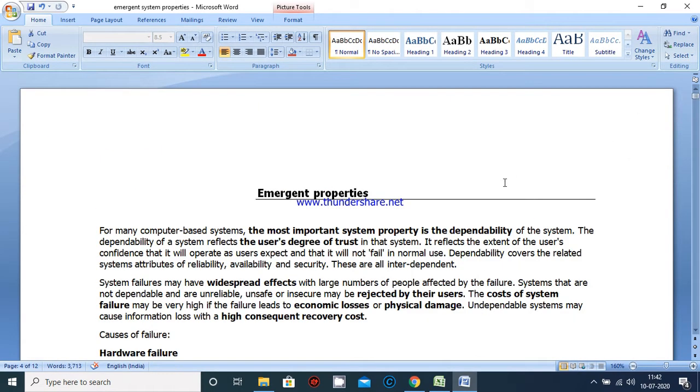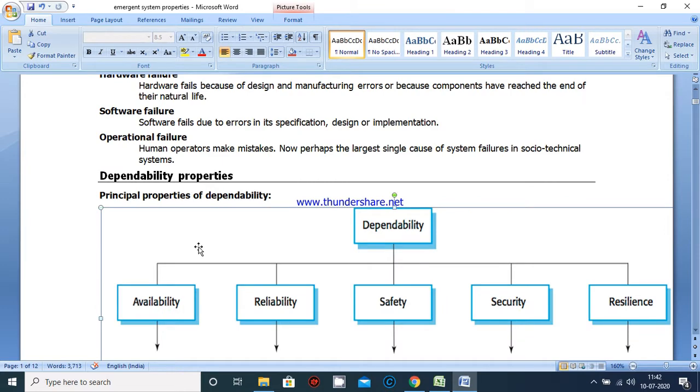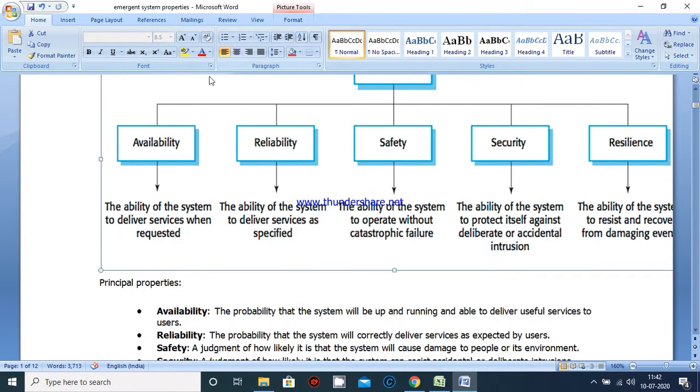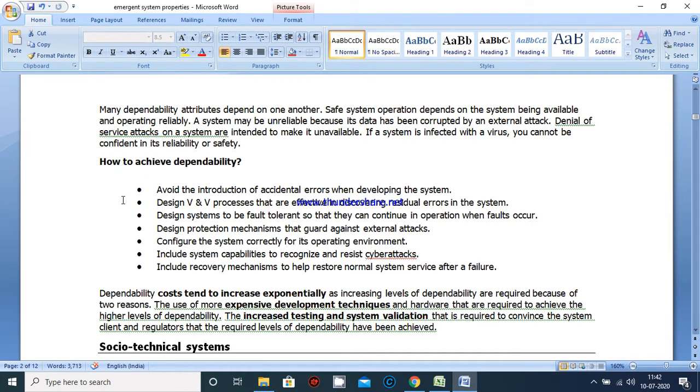So this is the topic of advanced software engineering of module 1 that I discussed with you. That is the emergent properties of software systems. What are the emergent properties? How does hardware failure occur, software failure occur, operational failure occur, and what are the dependability properties of software, like availability, reliability, safety, security, resilience. These are the important properties, and how to achieve dependability. In this I mentioned 6 to 7 points for achieving the dependability.